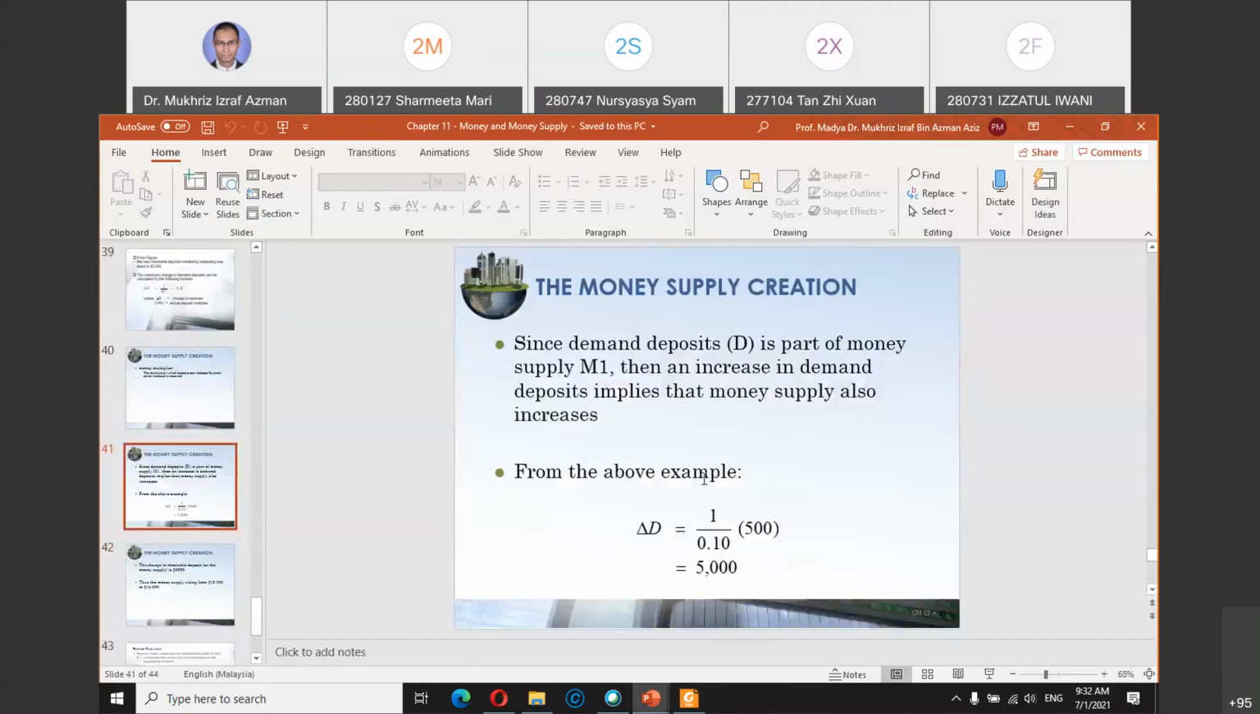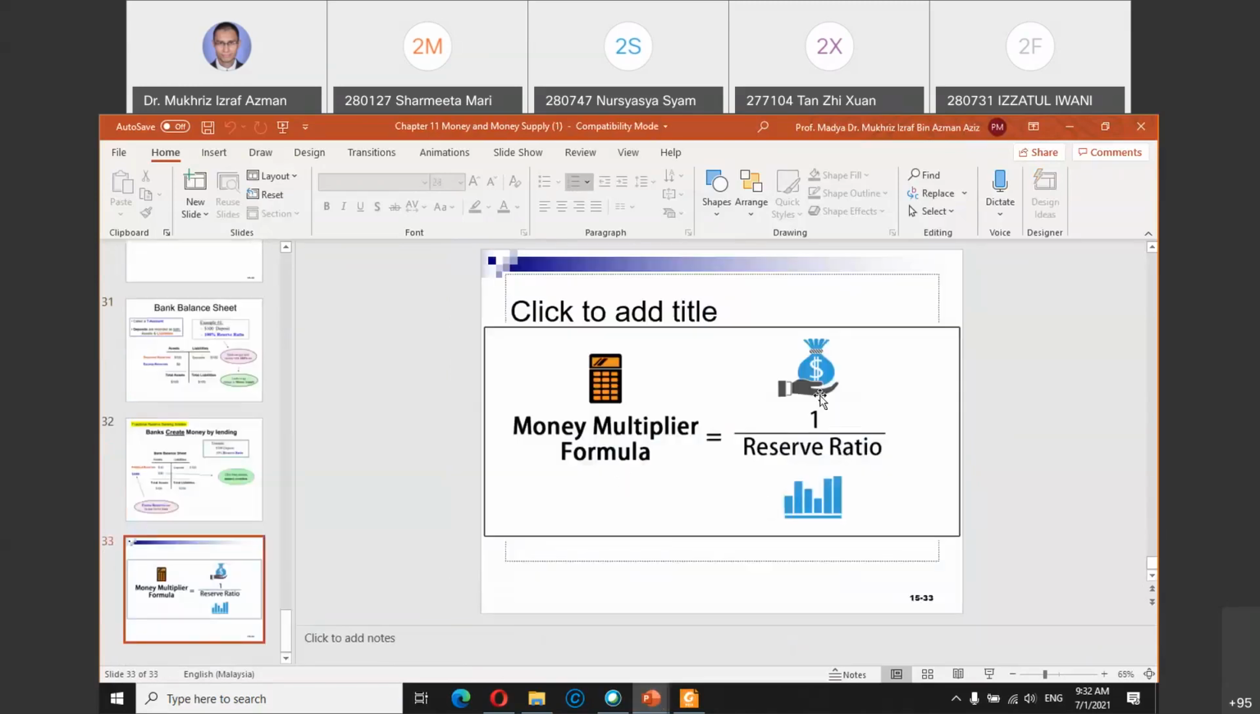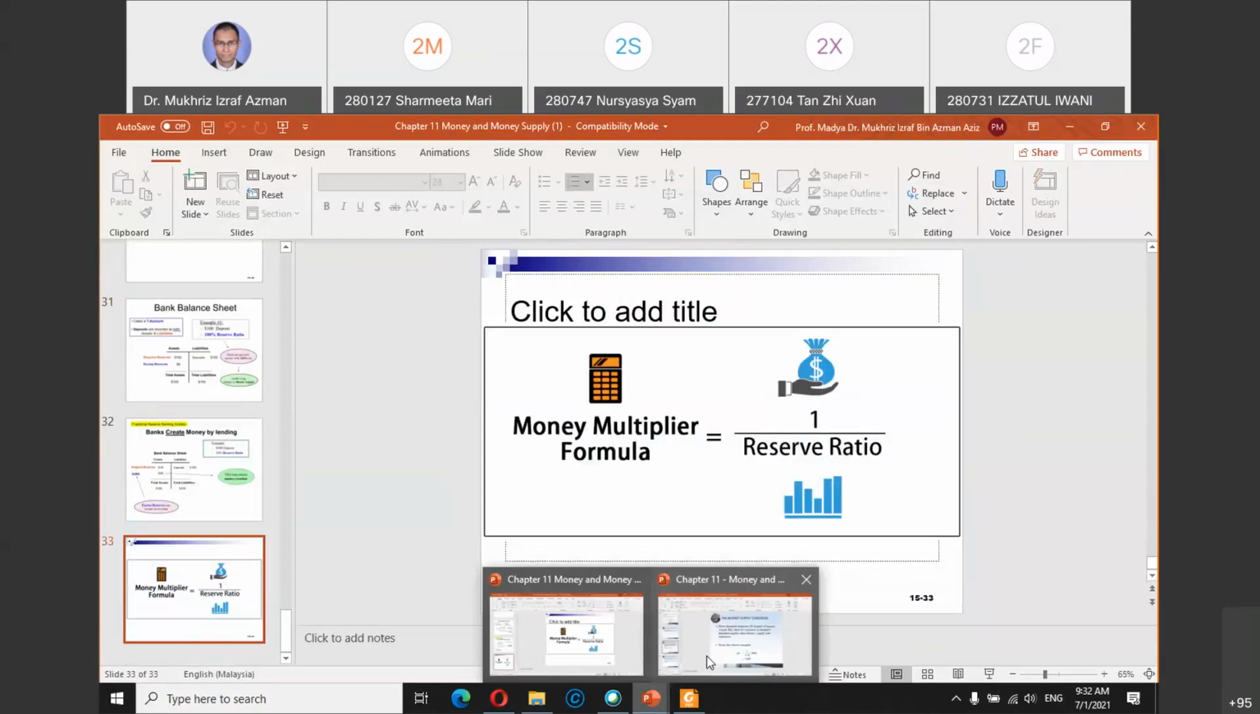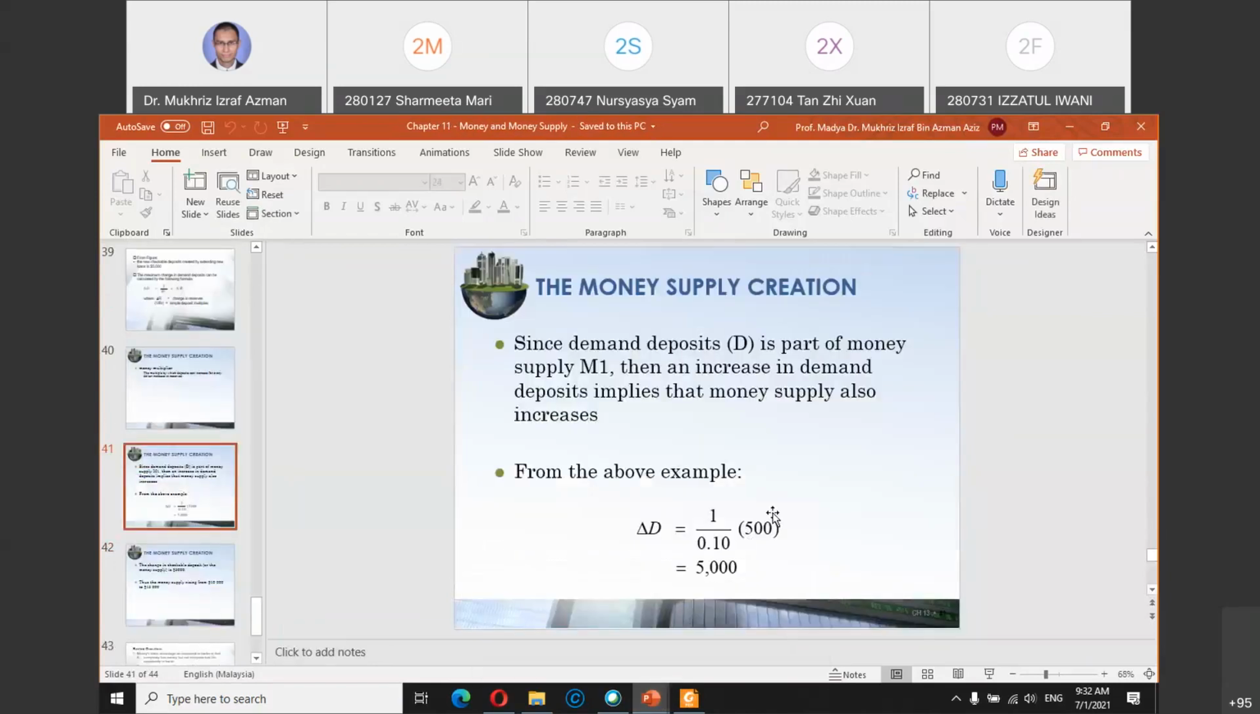So in the slide here, you can see the money multiplier is 1 divided by the reserve ratio, which is 10%. Assuming that the money the bank gives out as a loan is 500, the money multiplier is 1 divided by 0.1 multiplied by 500. So you get 5,000. This is what the money multiplier formula is. 1 divided by the reserve ratio multiplied by the demand deposits.